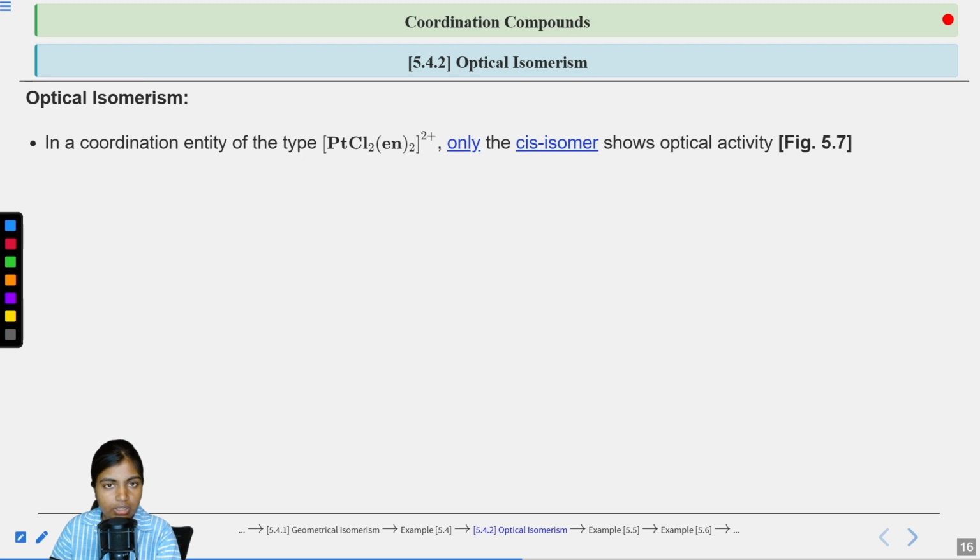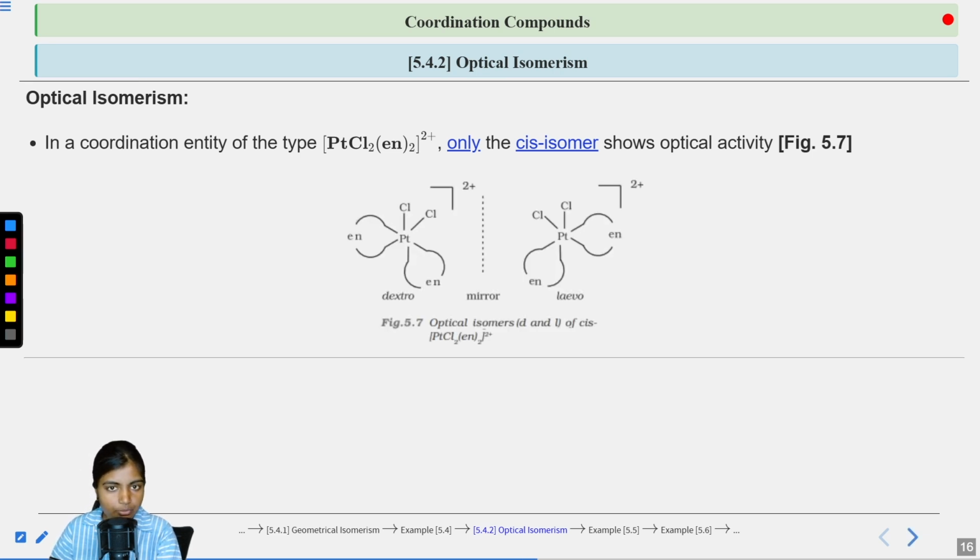Now in a coordination entity of type platinum Cl2 En whole twice whole 2 positive, only the cis isomer shows optical activity. Okay, this you will see in the figure 5.7. So if you have a coordination entity of this type, where this is the complex ion, only its cis isomer is going to show the optical activity. Let's see this in the figure 5.7.